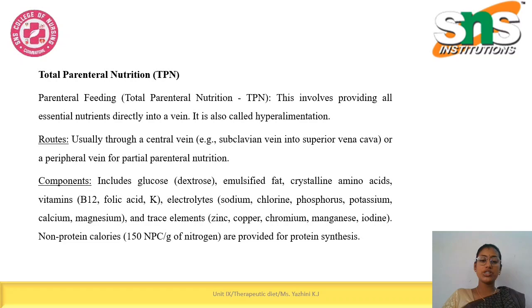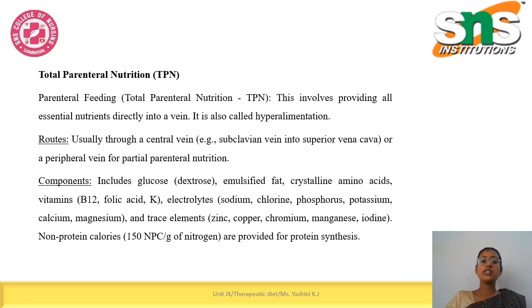Total parenteral nutrition, as the definition itself says, is the direct delivery of nutrients into the bloodstream, which can deliver all the essential nutrients, typically through the central vein, like peripheral veins for the intake. The components it has are glucose, emulsified fats, amino acids, and vitamins like B12, folic acid, and potassium, electrolytes, and trace elements like zinc, copper, etc.